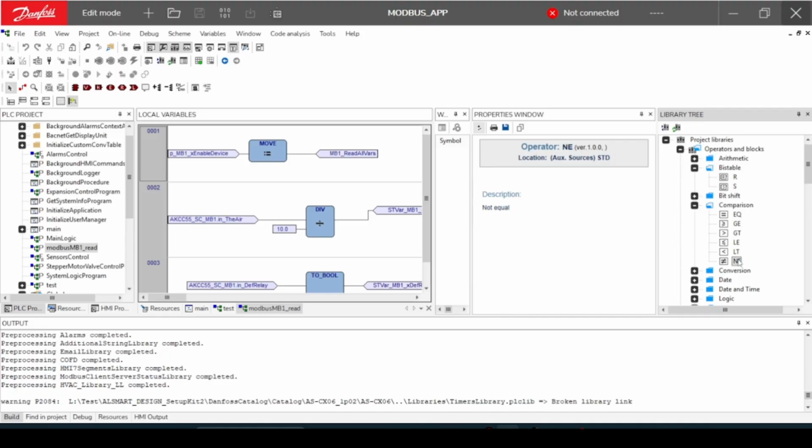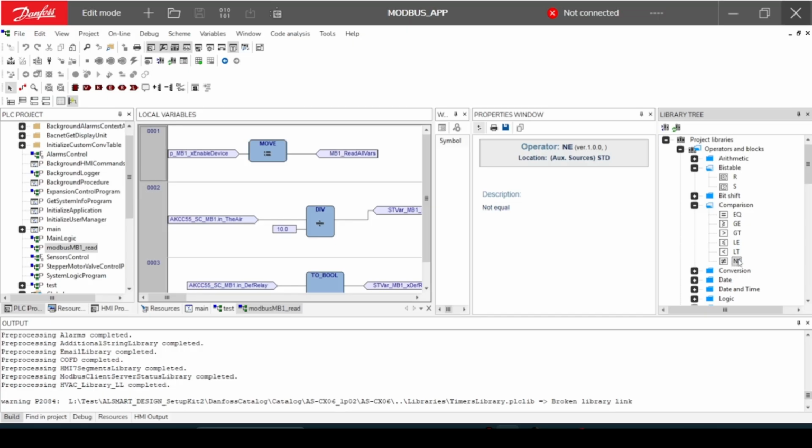The LT block checks whether the first input value is strictly smaller than the second input value. For example, if A is 7 and B is 12, the output is true because 7 is less than 12. However, if both values are 12, the output becomes false because LT does not accept equal values. This block is often used for monitoring low-level conditions, minimum limits, or activating alarms when a value falls below a certain threshold. Finally, we have the NE operator.